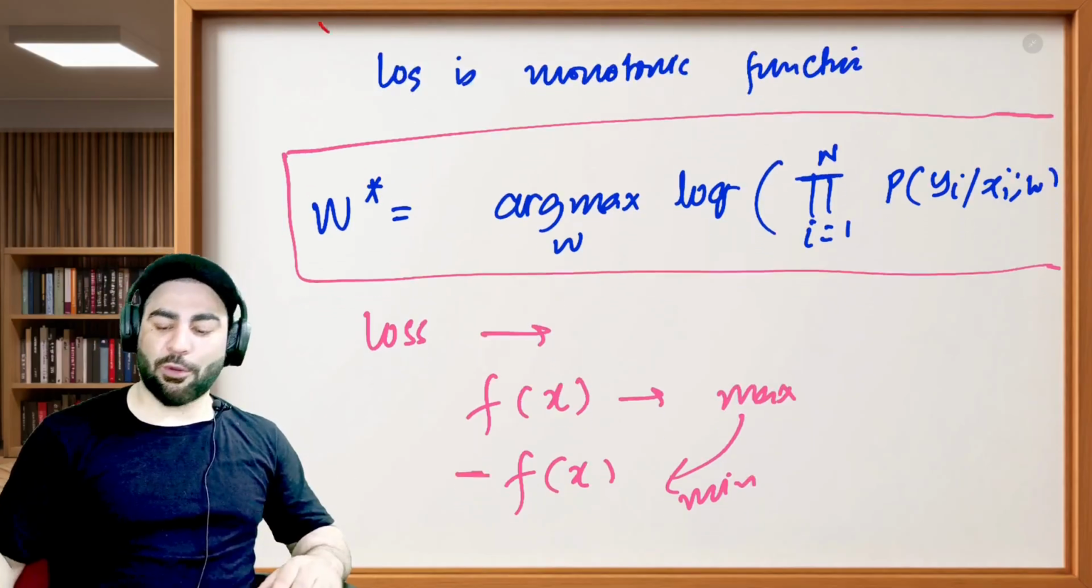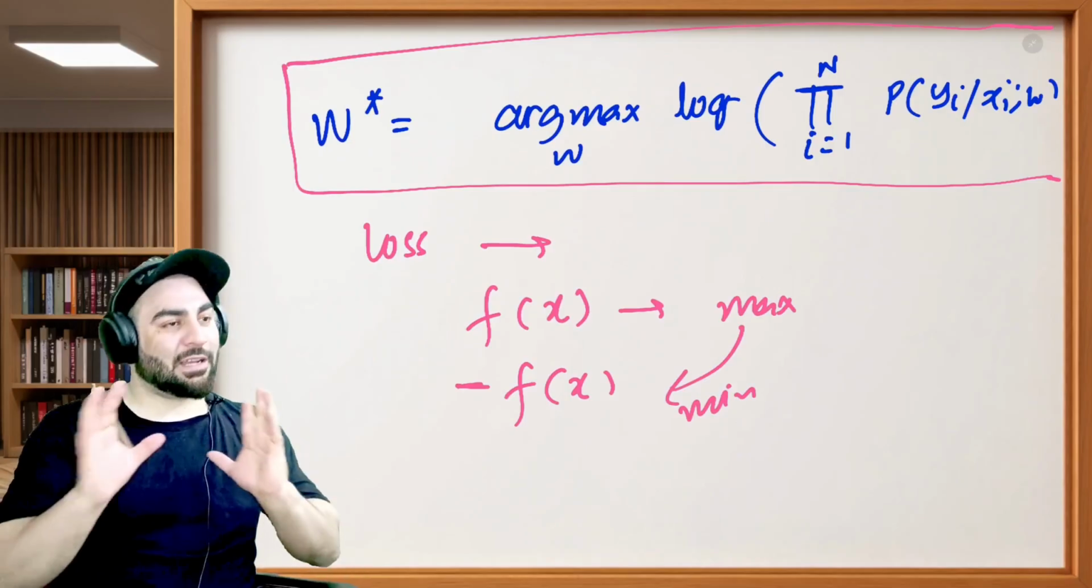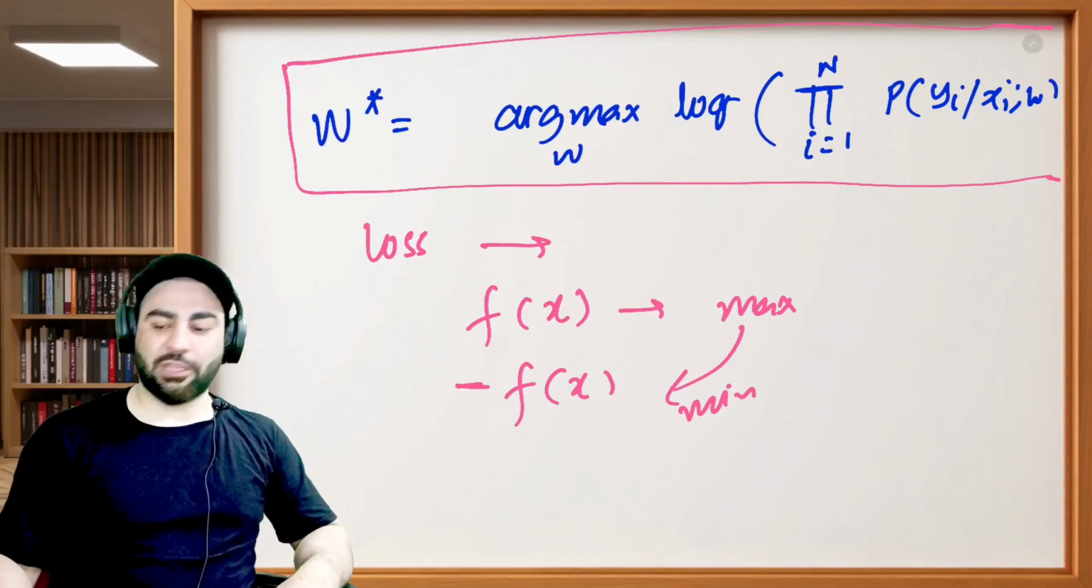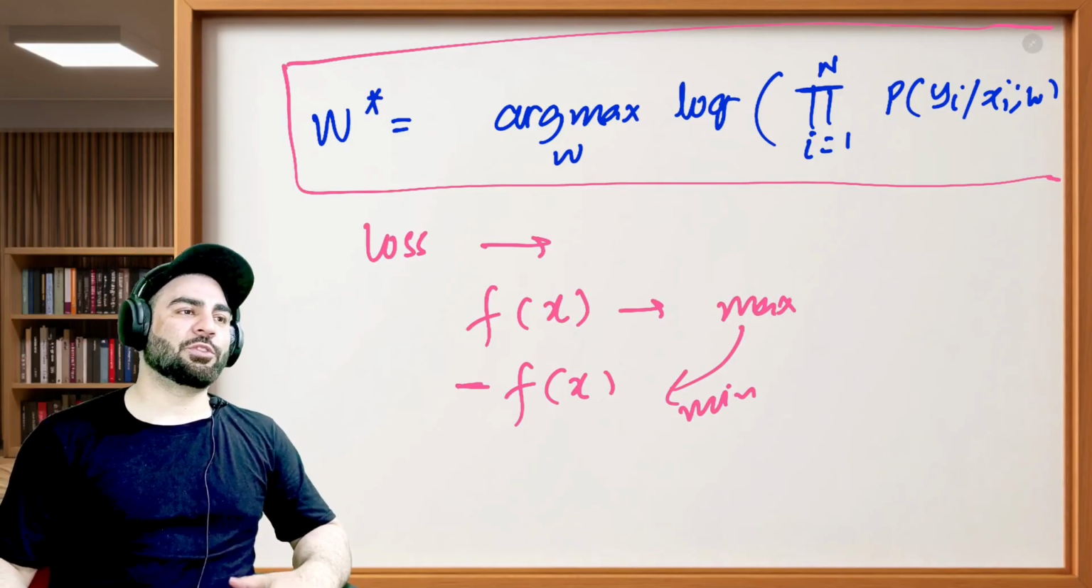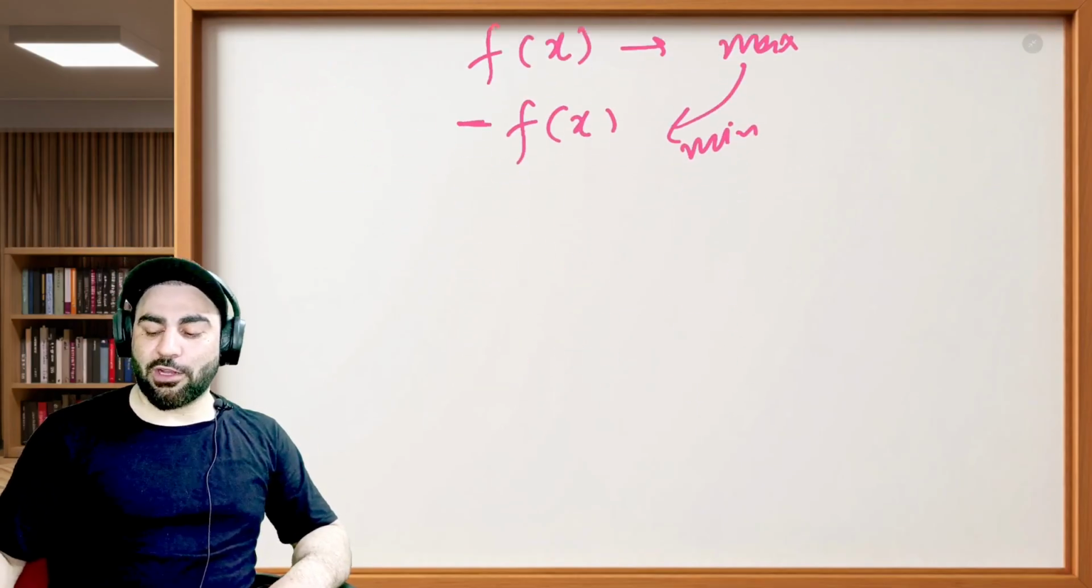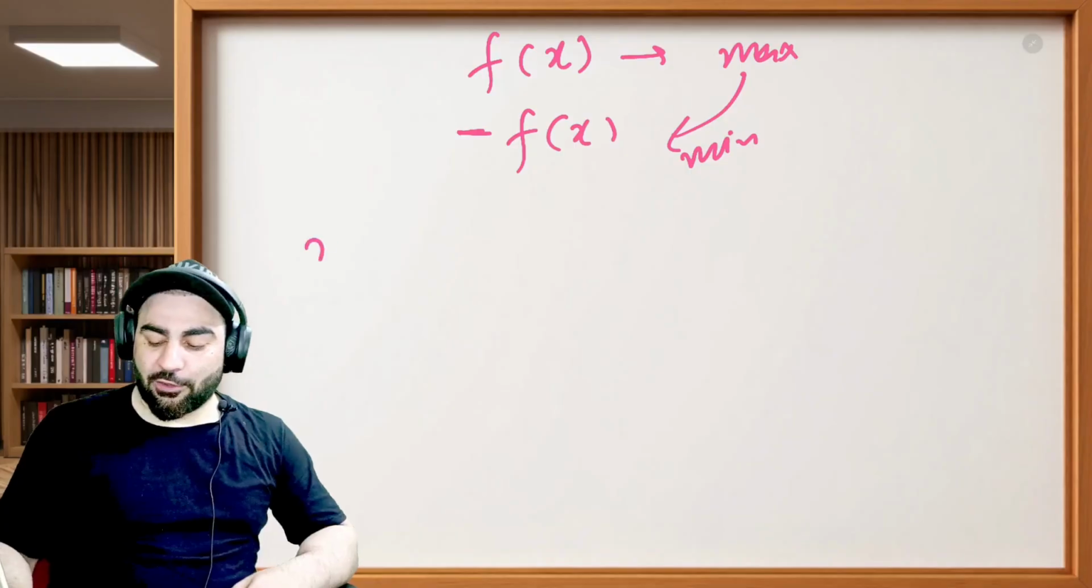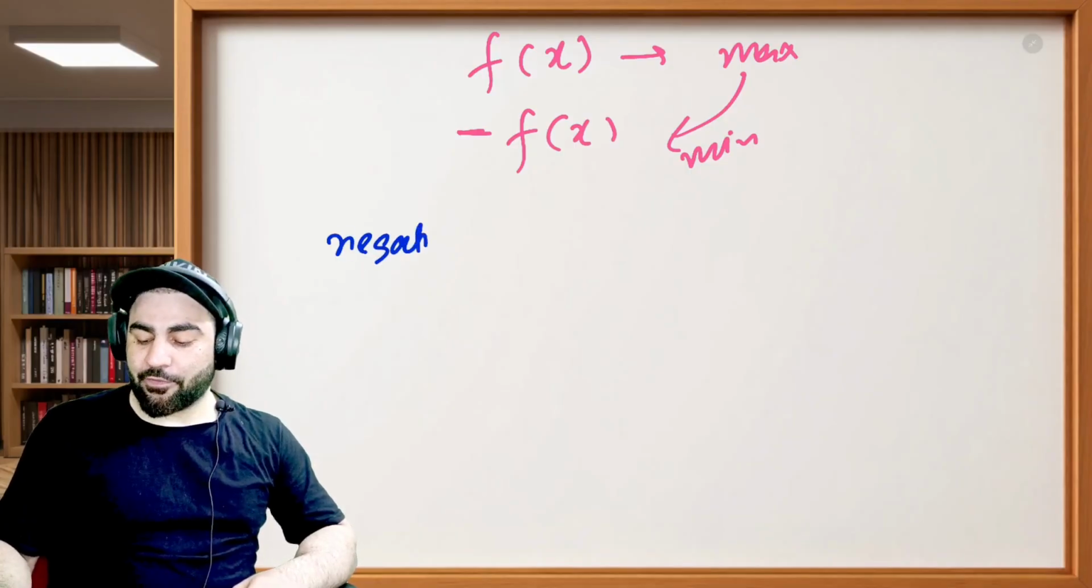Good. Now the problem is, usually in machine learning we want loss to be minimized. Here we are talking about likelihood. So we should not talk about likelihood in this term, we should negate the likelihood. Then we'll call it negative log likelihood. All of these terms you might have heard. Negative log likelihood.